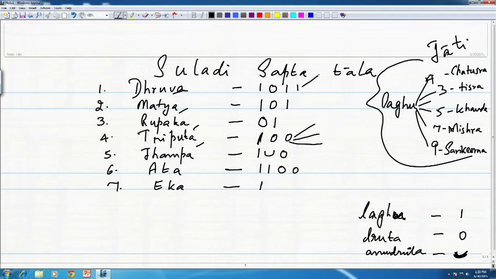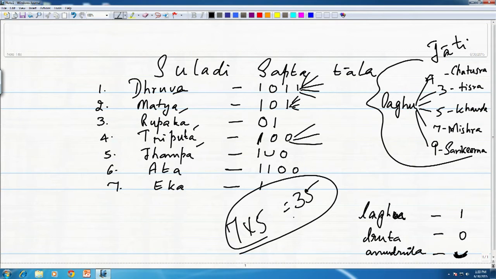So also with Dhruva, we can have 5, Matya we have 5, Rupaka 5, Jampa and so on. So we have 7 into 5, 35 Talas under the Suladi Saptatala scheme, and this is only the first level.